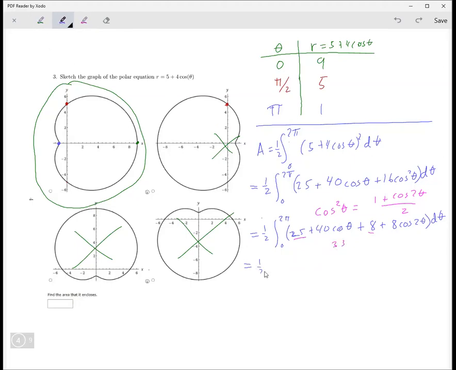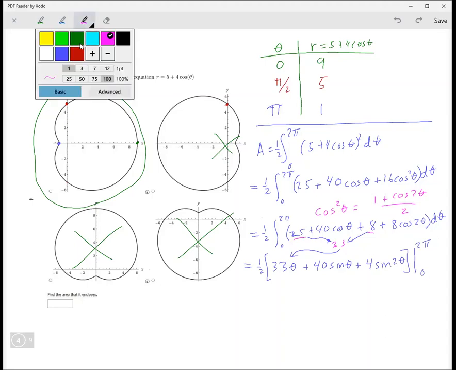And then when you integrate it, you're going to get 33 theta. So that becomes 33 theta. And then this one is 40 sine theta. And then this one, if you integrate, you get sine 2 theta. The derivative of that will be 2 cosine 2 theta, but you want it to be 8, so just put a 4 there. And that goes from 0 to 2 pi.